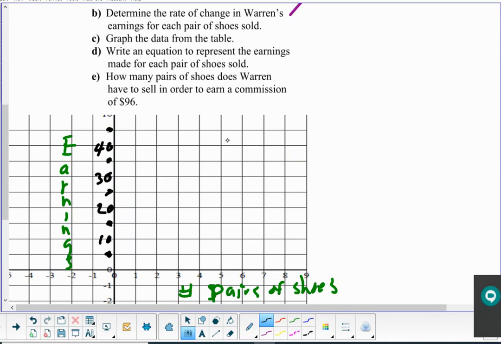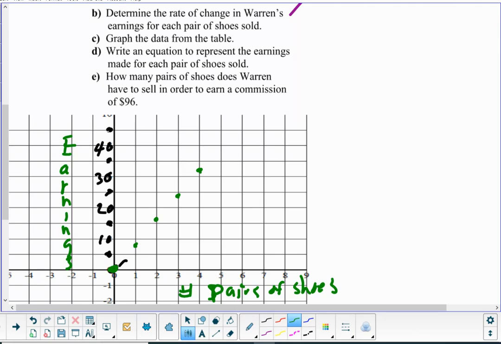Okay, so we take our table of value information. I should probably do a different color. So at 1, it was $8, roughly there. At 2, it was $16, roughly there. 3 was 24, and 4 was 32.